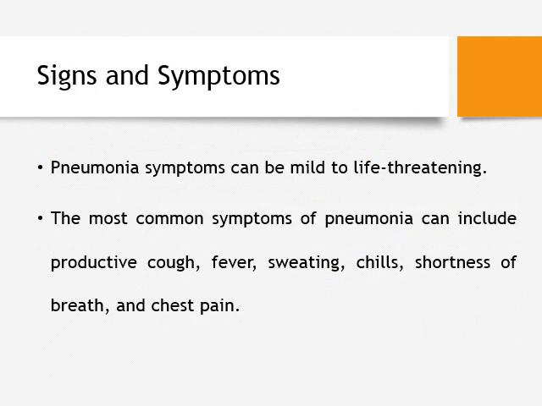Now the signs and symptoms of pneumonia. So the pneumonia can occur as a mild or life-threatening infection, so the symptoms will be from mild to life-threatening. The most common symptoms that occur in the pneumonia patient include the productive cough, fever, sweating, chills, shortness of breath, and chest pain.